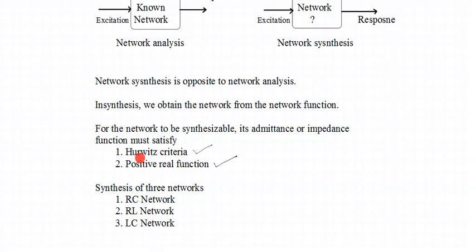With the understanding of Hurwitz's criteria and positive real functions, what we are now going to understand is synthesis of three networks. We are going to synthesize RC network, we are going to synthesize RL network, and we are going to synthesize LC network. So three different combinations of the elements are done, and we are going to synthesize RC, RL, and LC network with the given system function.